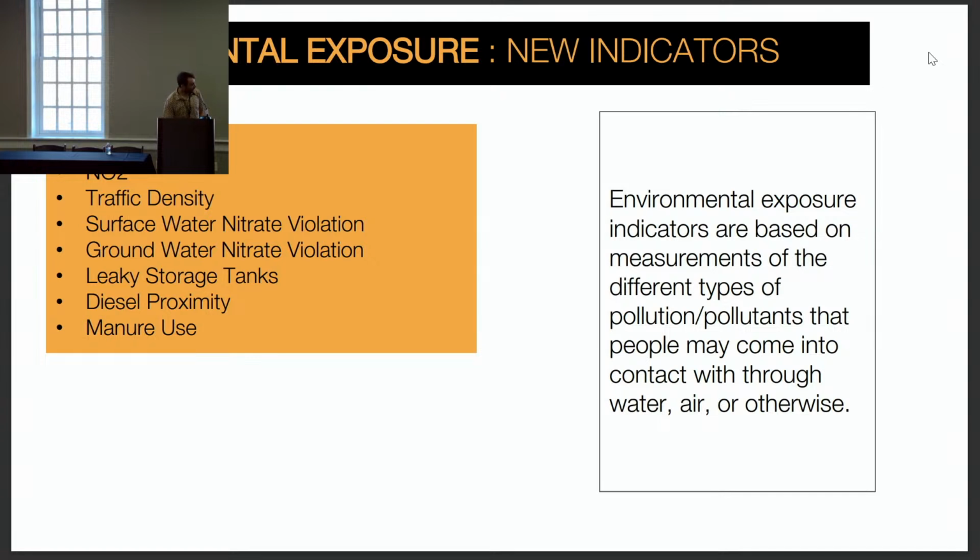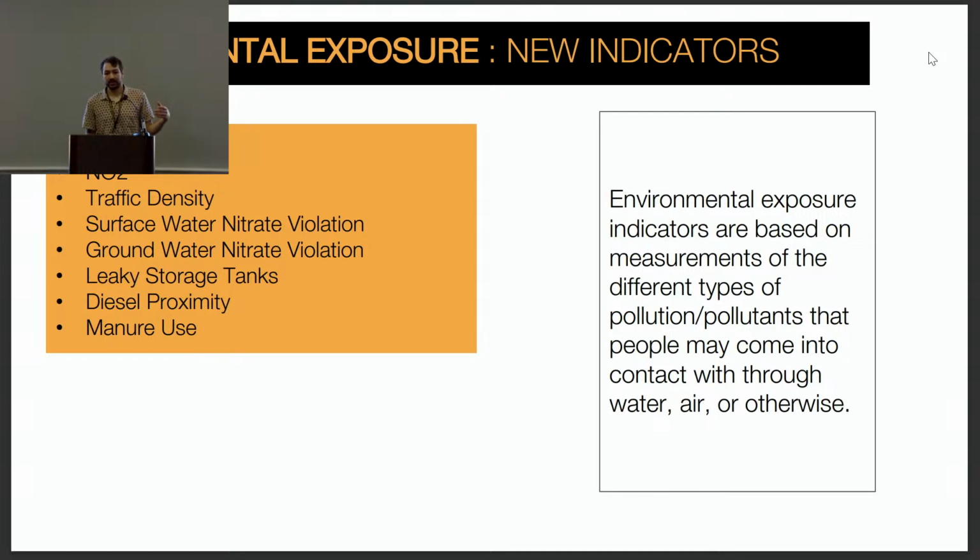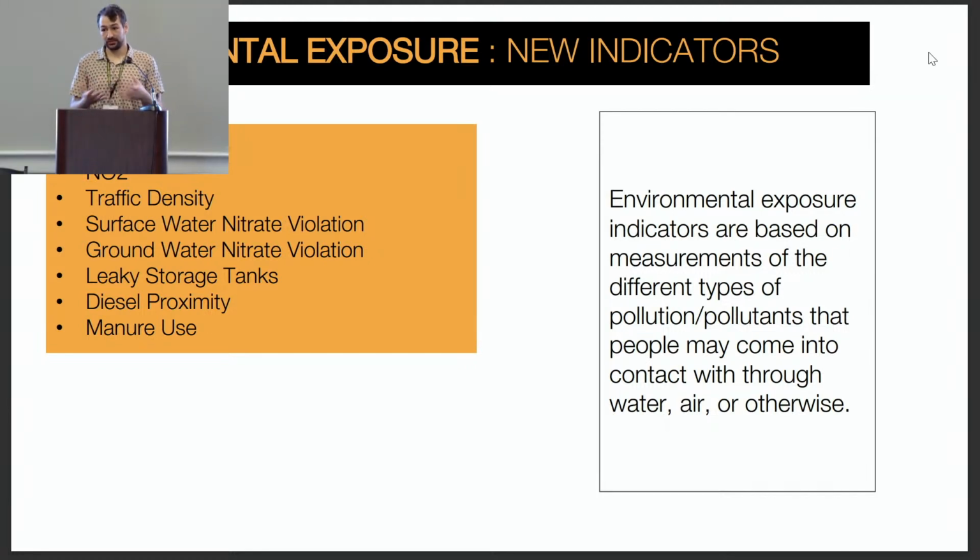So real quick, I'm just going to run through what data sets we collect and give you a bit of understanding of how we converted the data into the values we use for the tool. For environmental exposure, we have AQI, NO2 density, traffic density, surface and groundwater nitrate violation, diesel proximity, which basically just means how much diesel is being used within a certain area, manure use, and leaky storage tanks. As you can tell, most of these are environmental pollutants that leach out into the surrounding areas. They are all weighted equivalently within each domain, and then each domain itself is weighted equivalently.